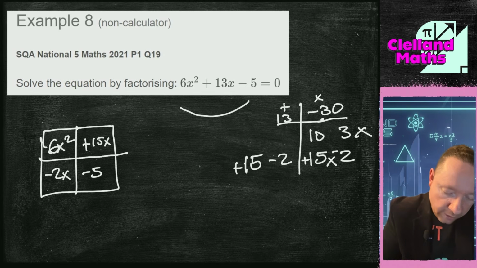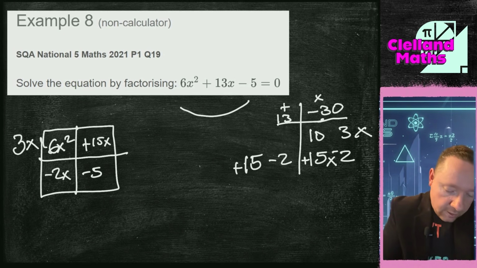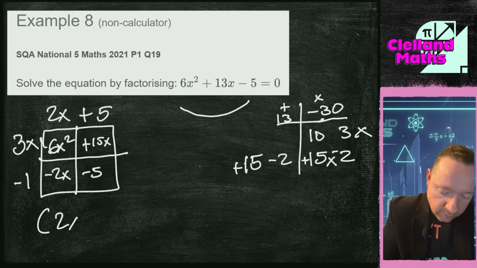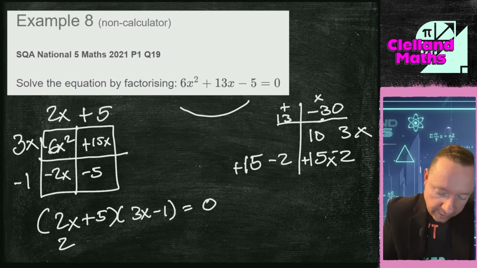I factorise the top line, so 6 and 15 is 3x. 3 times 2x is 6x squared. 3 times 5 is 15. And 2 times minus 1 is minus 2. So you get 2x plus 5 and 3x minus 1. And if this was a factorised question, I'd be done. But it says solve, so equals 0. So that means that each bracket equals 0.